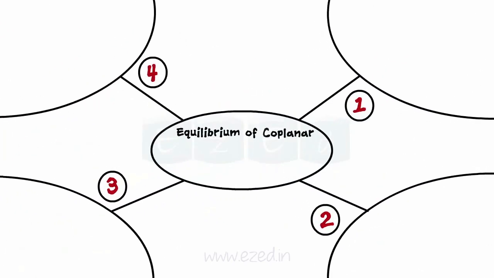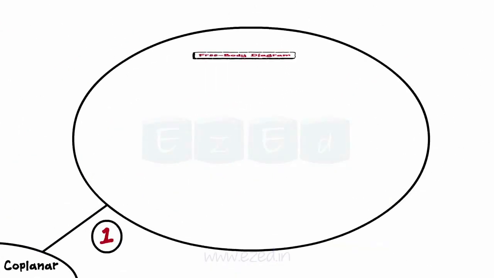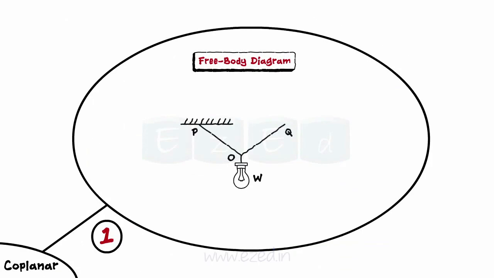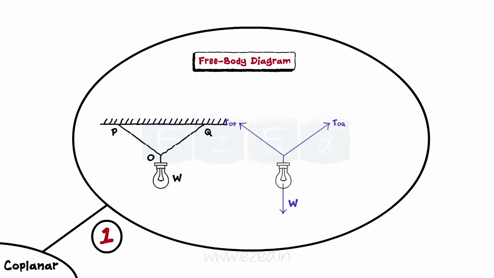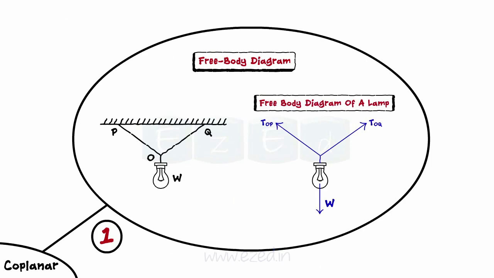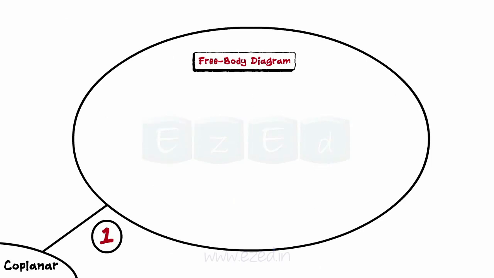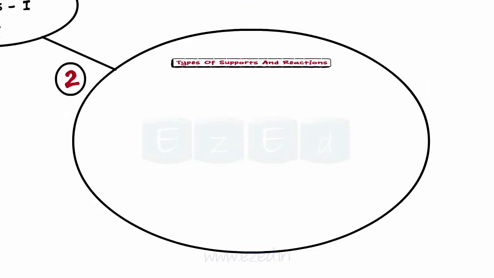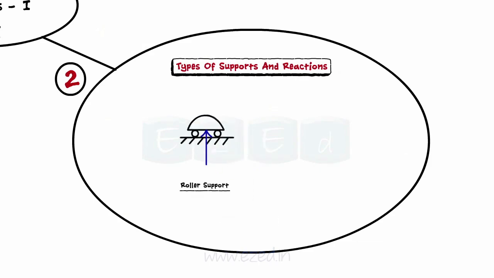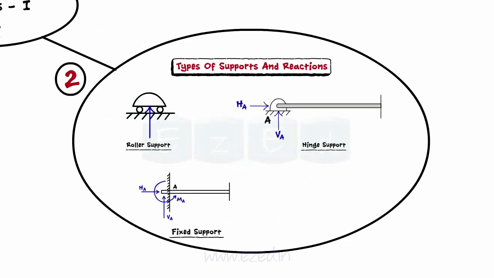Let's have a quick review of what we've studied in this lecture. The diagram of an isolated body with the representation of all external forces acting on it is called a free body diagram. We then learned the steps to draw a free body diagram. We learnt about the different types of supports and the reactions that they offer. We learnt about the roller support, hinge support, fixed support, and the cable or rope support.